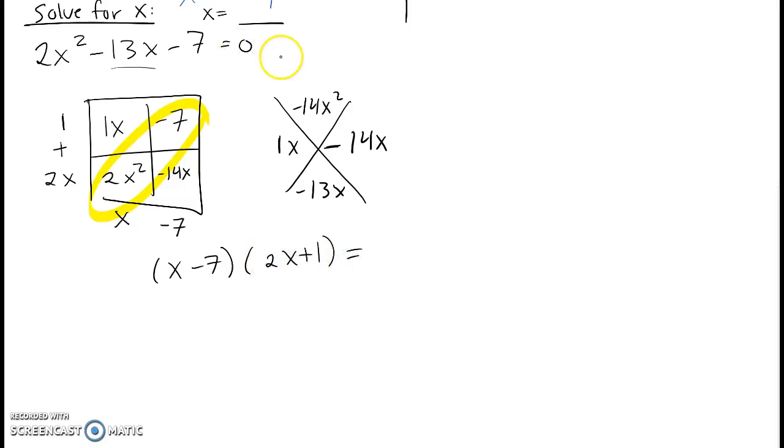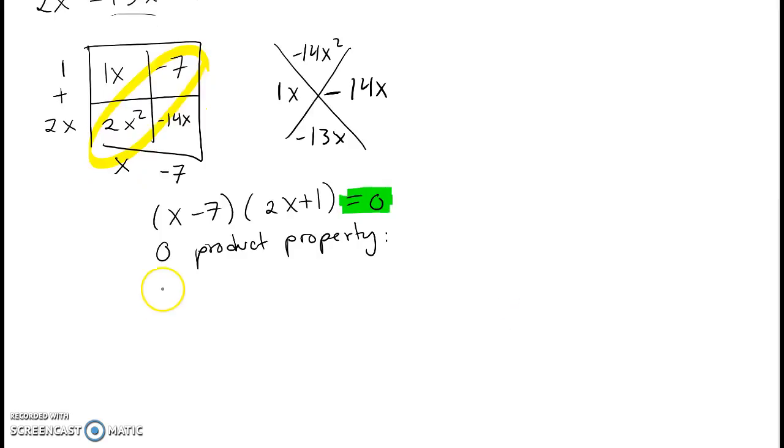Set it equal to 0, right? Just like we have up here, we have to carry down the equal 0. It still equals 0. And then we'll apply the zero product property and set each one of these factors equal to 0.